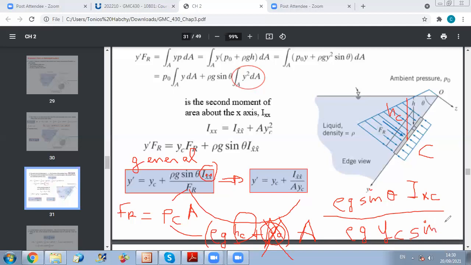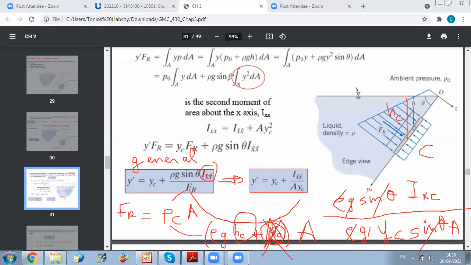So what will happen then? Look, rho G will simplify, sine theta will simplify, and I will just get IXC over YC times A. This simplification was not possible if P0 is not negligible compared to rho G hC. So this simplification is only valid when P0 is negligible compared to the other term. Okay?